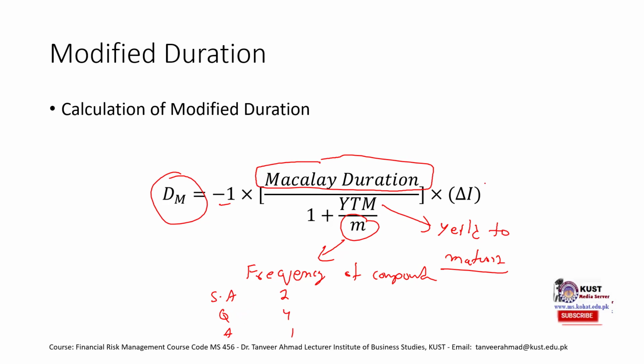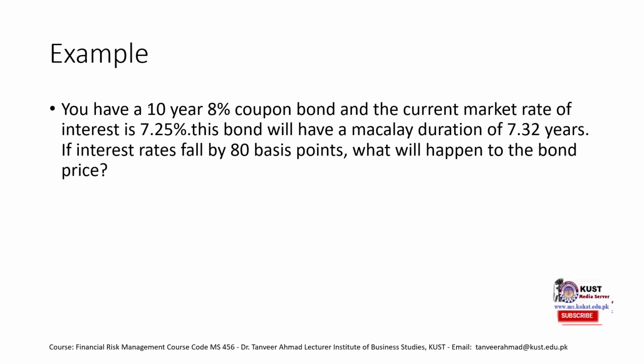Then we have change in interest rate. It should be in decimal form. By the way, this -1 is just used to input the idea of inverse relationship between interest rate and bond price into the formula. Okay, let's have this example.